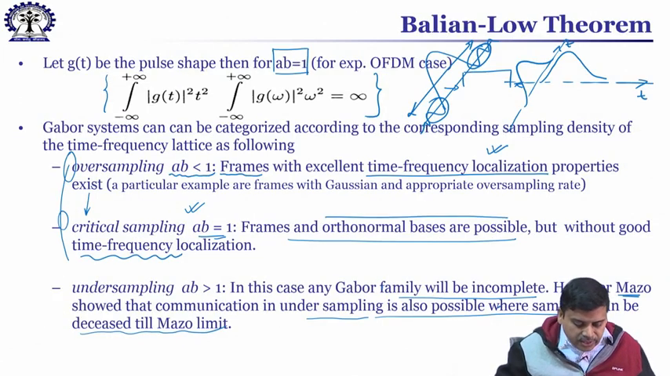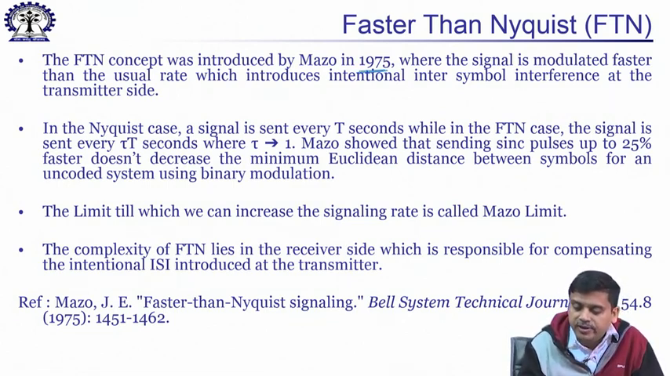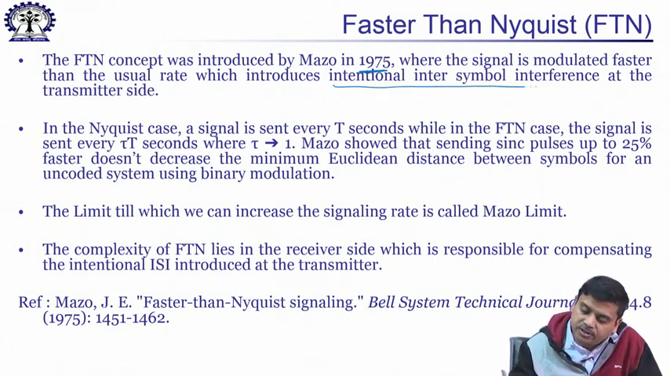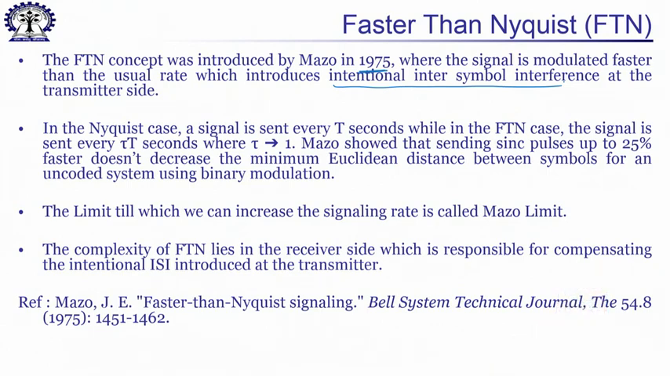So, as we said earlier about this undersampling system, we will just put one slide on this, we will not spend more time on this. There is something known as the faster than Nyquist system, which was introduced by Mazo in 1975, where the signal is modulated faster than the usual rate, which introduces intersymbol interference. Naturally, we know that if you are using sinc pulses and you have a bandwidth of W, then you can send the highest rate of signaling as 2W symbols per second without intersymbol interference. That is the primary statement.